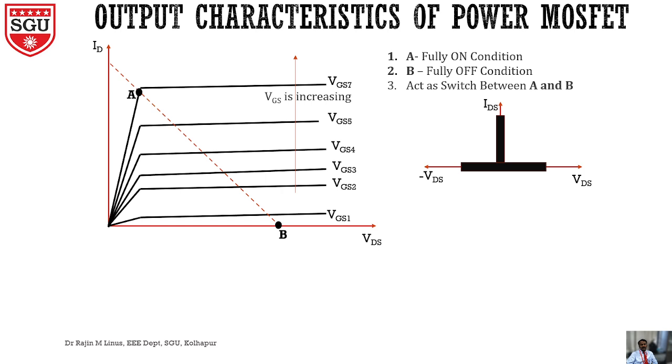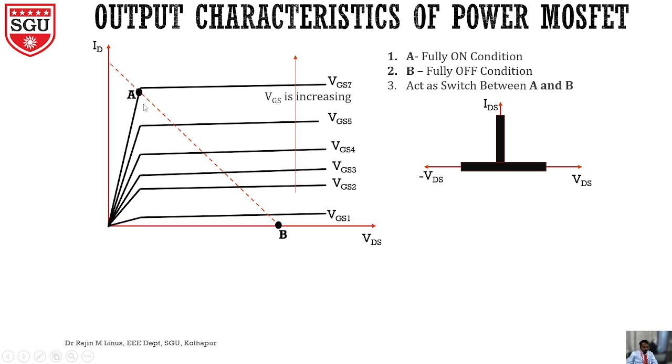Then once the drain source voltage increases further, we will see a constant current. The drain current will be constant. So when we increase the value of VGS, we can see the ID magnitude increasing, and at the same time it is constant for various values of VDS.